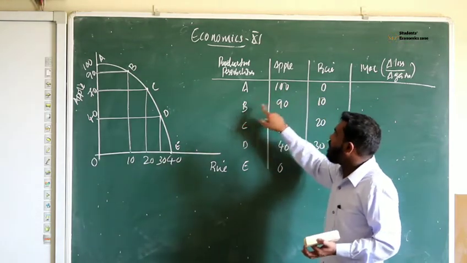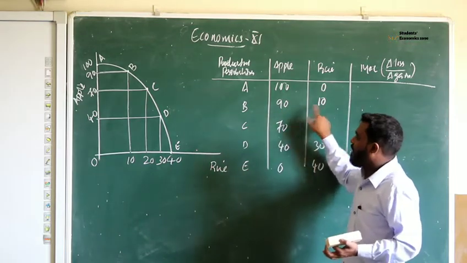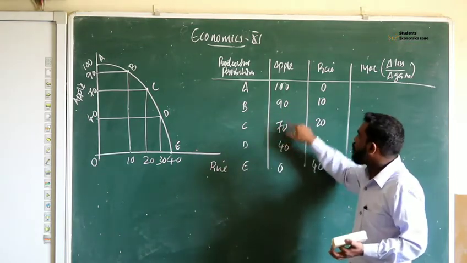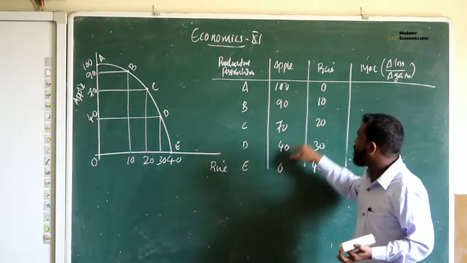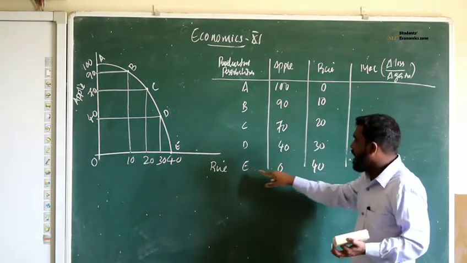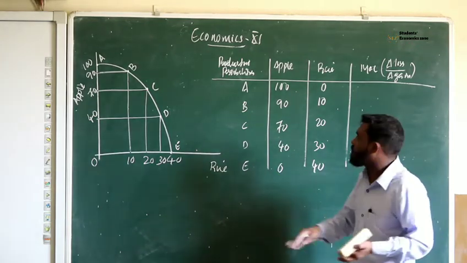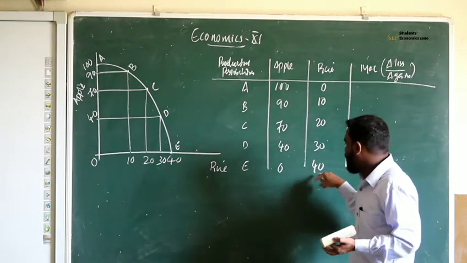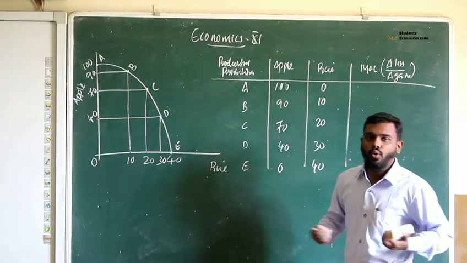At point B, they are producing 90 units of apple and 10 units of rice. At point C, 70 units of apple and 20 units of rice. And at point D, 40 units of apple and 30 units of rice. And at point E, the economy is fully utilizing its resources for the production of rice only. So at that time they can produce 40 units of rice, then apple will become 0.